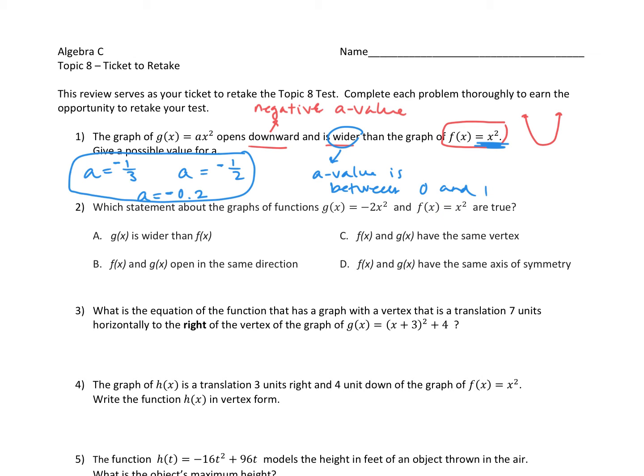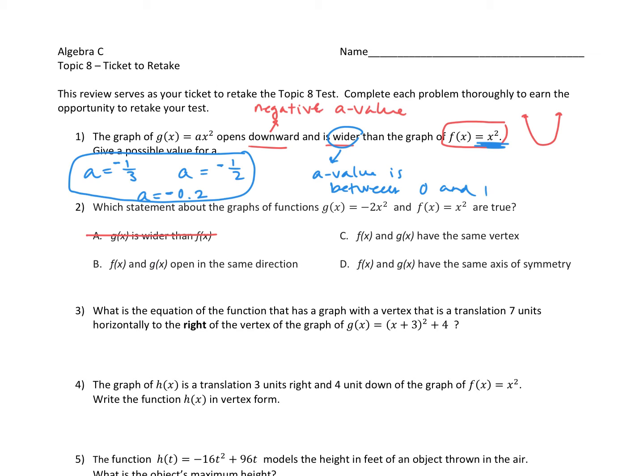I'm going to ignore the negative. So I'm going to cover up the negative, and I'm going to compare the 2 with our g of x function with the 1 of the f of x function. So is a 2 wider or narrower than a 1 for an a value? So the bigger a number gets, the narrower a graph will get. The smaller the a value gets, the wider the graph will get. Since this 2 is bigger than this 1, that means that the graph is narrower, so it is not going to be wider. We're not going to select that one.